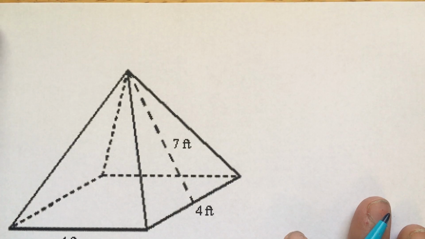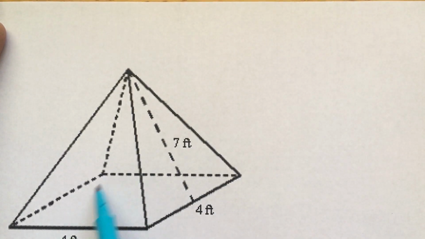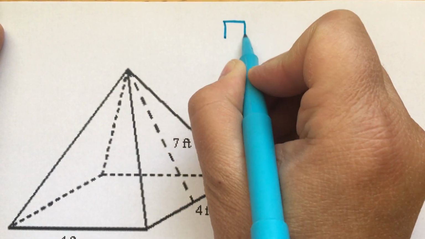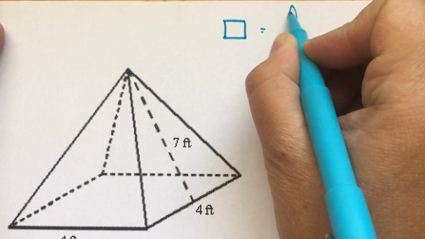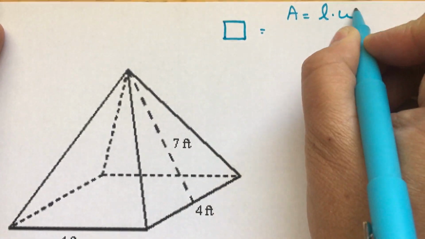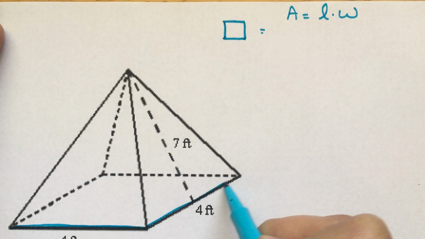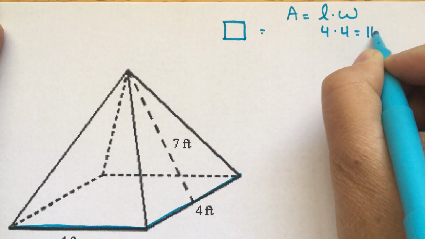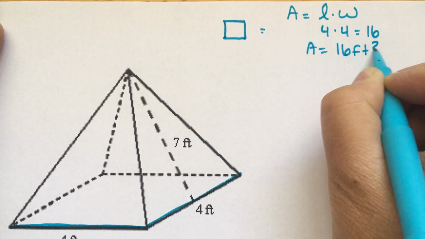So again, I'm going to tell you on the side to write down the shapes. We know it's a square pyramid because it has a square bottom. So I even just draw a square so you know that's the shape you're working with. My formula for a square, area is equal to the length times the width. So I'm going to come down here and go, okay, this side is 4 and this side is 4. So 4 times 4 is what I'm plugging in, equals 16. So the area is equal to 16 feet squared.